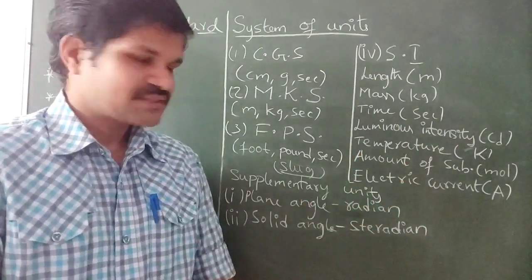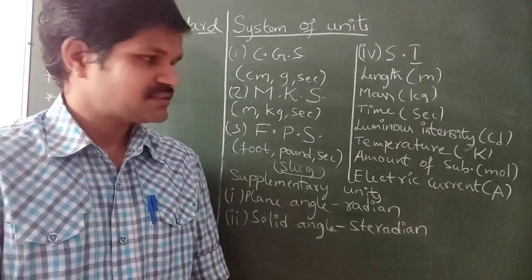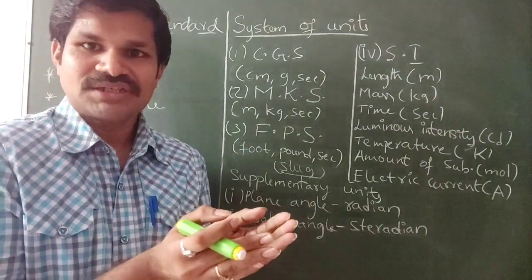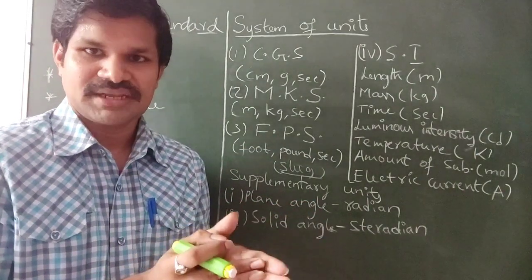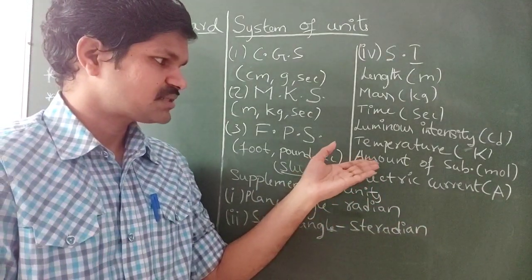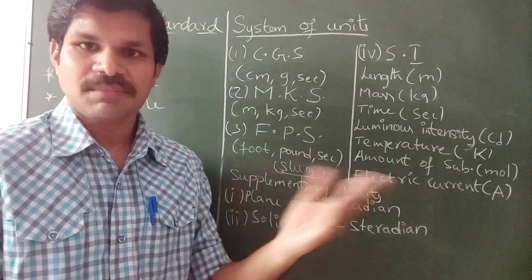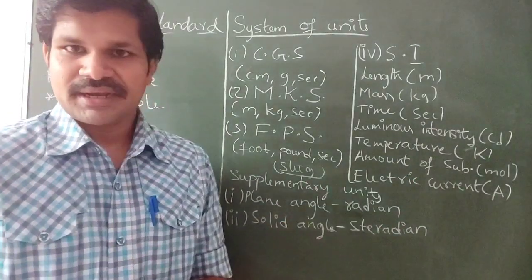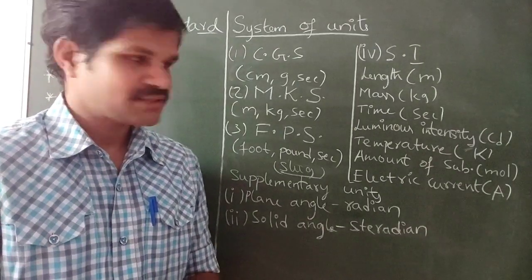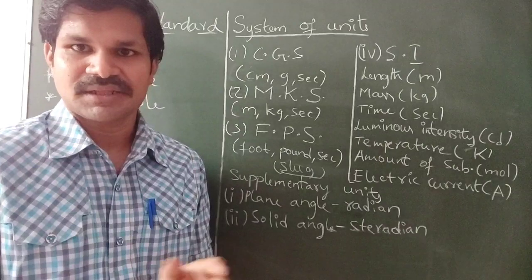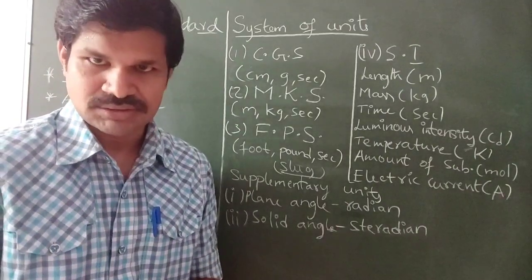Whereas the amount of substance is nothing but the quantity containing 6.023 into 10 power 23 particles, that is the Avogadro number, which we will discuss in the chemistry concept of molarity. And the last one is electric current, which you already know. The remaining physical quantities will be discussed according to the concept in the respective chapters.